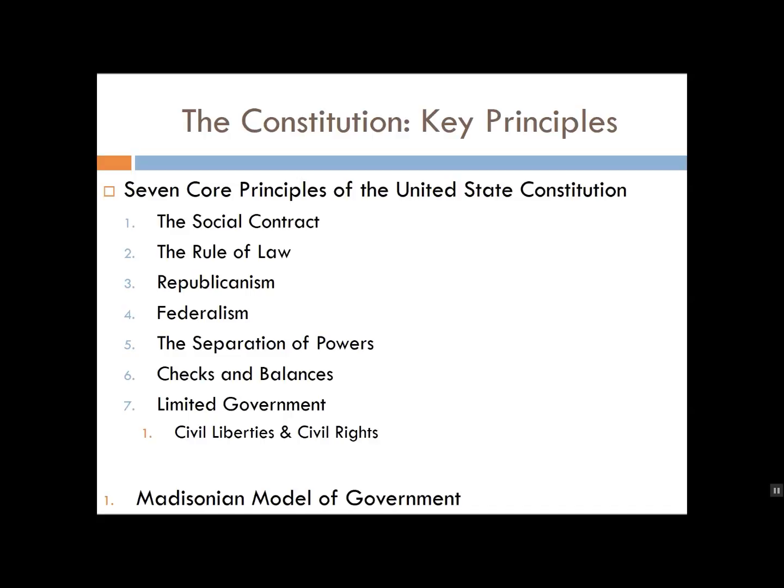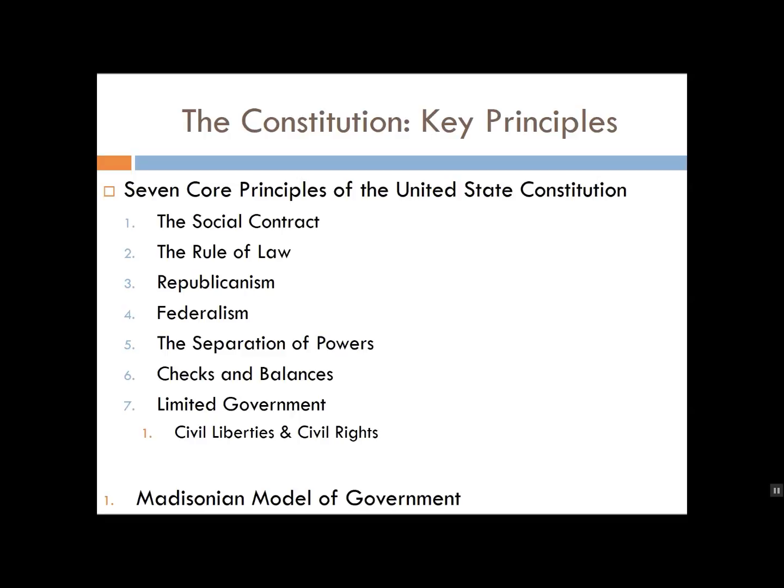Again, I will remind you that the Iroquois Confederacy had been playing with these principles for a long time, but from the European perspective, the Madisonian model of government was a very new, novel, and revolutionary approach to running human society.